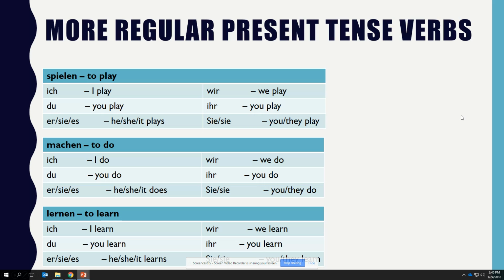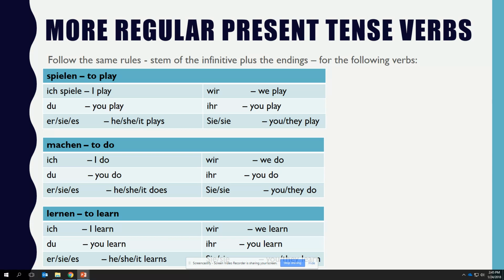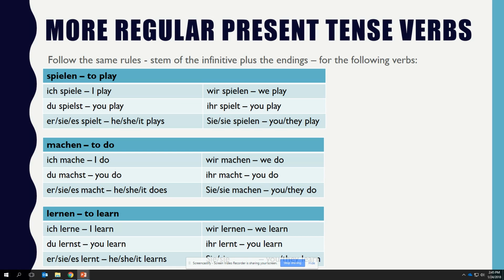We're going to try more regular present tense verbs. So follow the same rules, the stem of the infinitive plus the endings for the following verbs. Pause the video to try all of the verbs on your own. You should have ich spiele, du spielst, sie es spielt, wir spielen, ihr spielt, sie und Sie spielen, ich mache, du machst, sie es macht, wir machen, ihr macht, sie und Sie machen. For lernen, you should have ich lerne, du lernst, sie es lernt, wir lernen, ihr lernt, sie und Sie lernen.